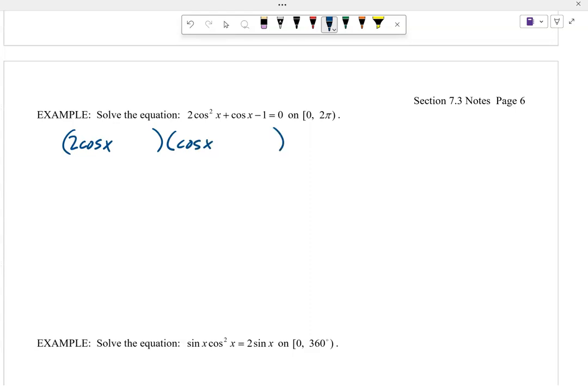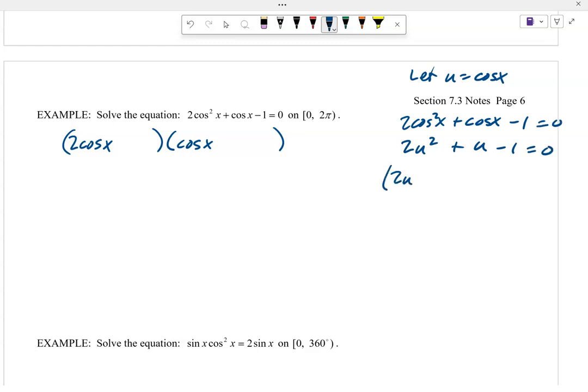And if you're struggling with this factoring, maybe you want to let u be cosine of x. So you're just factoring 2u squared plus u minus 1. And so how would you factor that? I like to backwards FOIL.